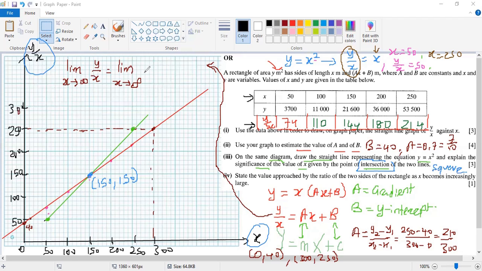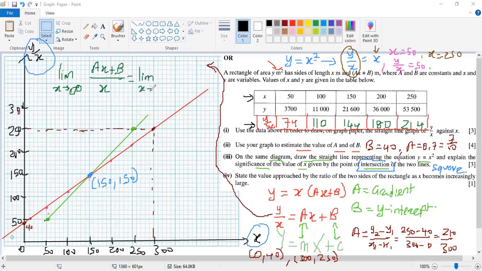Sorry, not this one. They're talking about the ratio of the two sides. I made a mistake on the interpretation, sorry. So the ratio of the two sides means the limit as x tends to infinity. The ratio of the two sides should be the larger part over the smaller. So ax plus b is one side, the other side is x. So we rewrite it like this.